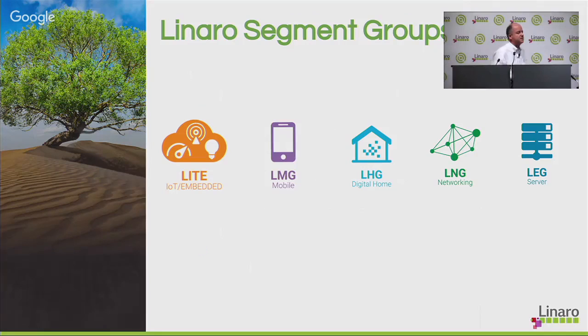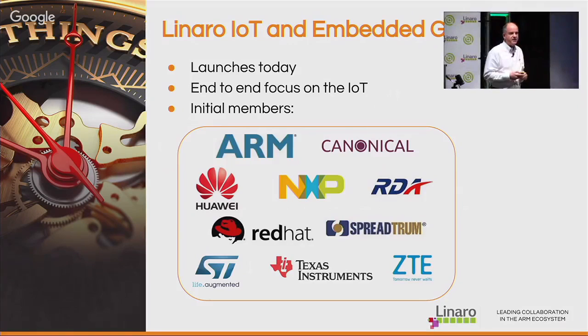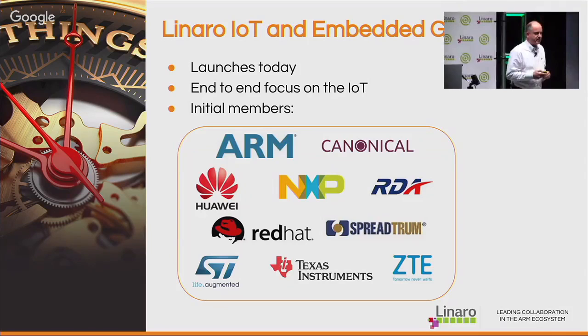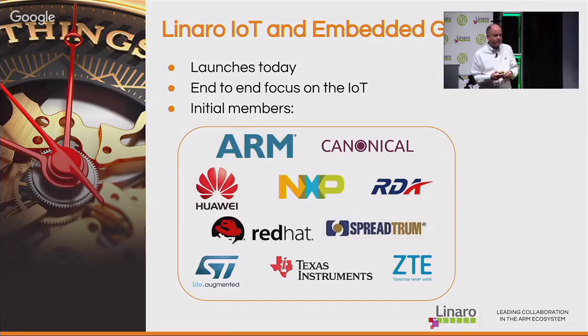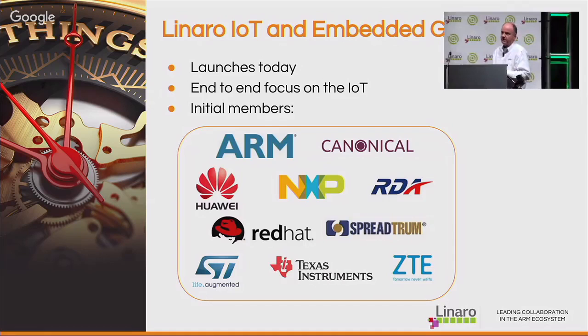So I'd like to do a very quick tour over the next 30 minutes of the Linaro segment groups. And first, I'm very pleased today to actually publicly launch Lite, that we first started talking about at the last Connect. Lite, the Linaro IoT and embedded segment group, is now the fifth segment group that Linaro has started. We're publicly launching it today with an end-to-end focus on the Internet of Things. Initial members include Arm, Canonical, Huawei, NXP, RDA, Red Hat, Spreadtrum, ST, TI, and ZTE. Some of our existing members and some new.